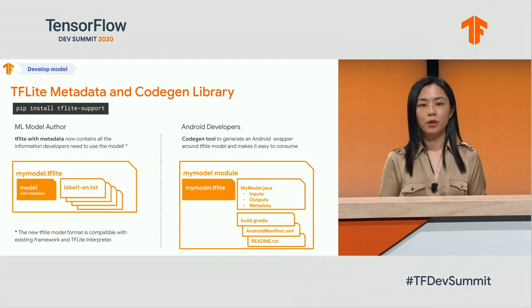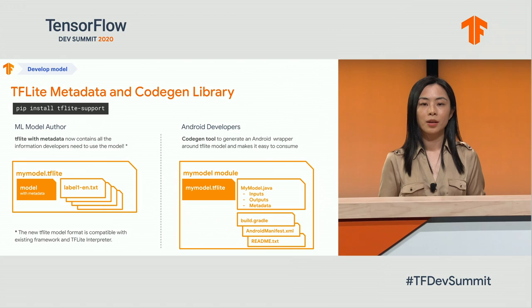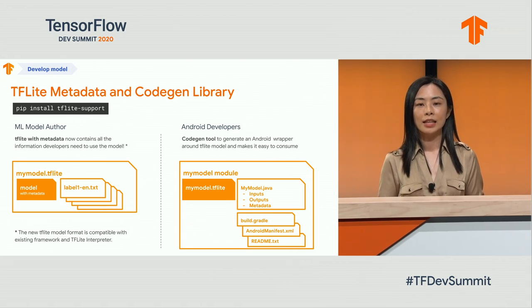For model authors, we provide Python tools to create the metadata and pack the associated files into the model. The new TF Lite model becomes a zip file that contains both the model with metadata and the associated files. It can be unpacked just with common zip tools. One nice feature about the new model format is it is compatible with the existing TF Lite framework and interpreter.